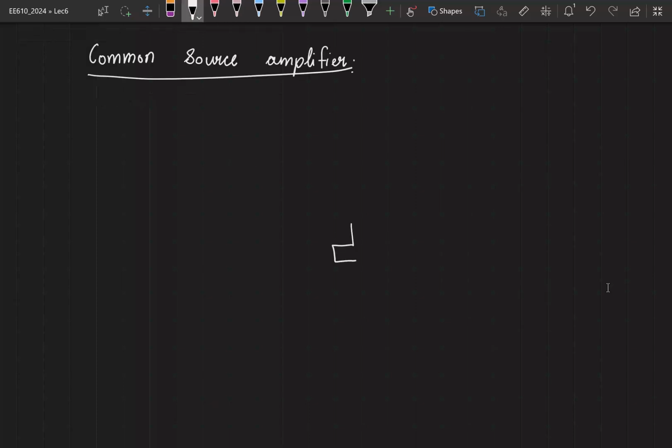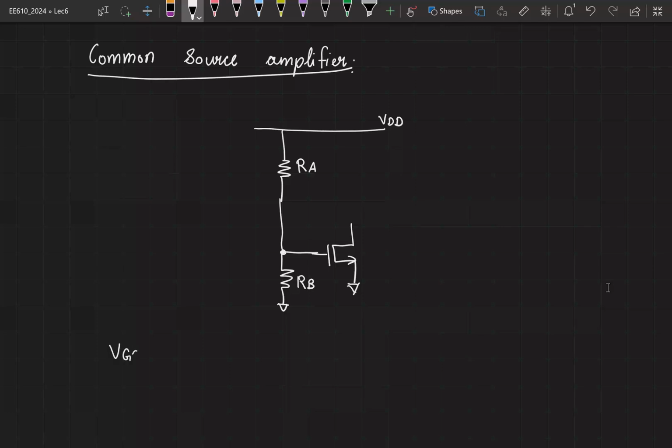So we take a transistor and bias it to a given VGS0 using a battery source VDD and two resistors RA and RB. We generate the potential VGS0 equal to VDD into RB by RA plus RB. So this determines a drain current, some ID0, that flows through the transistor.